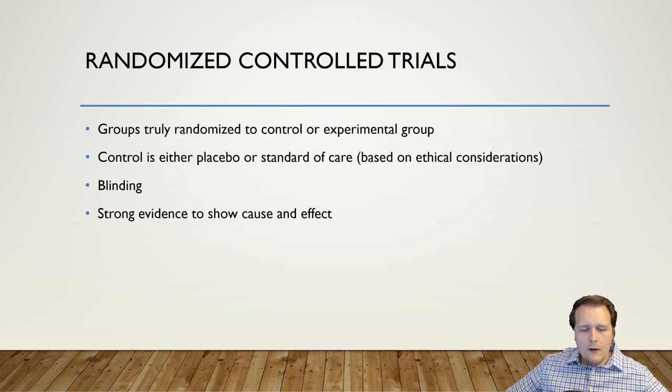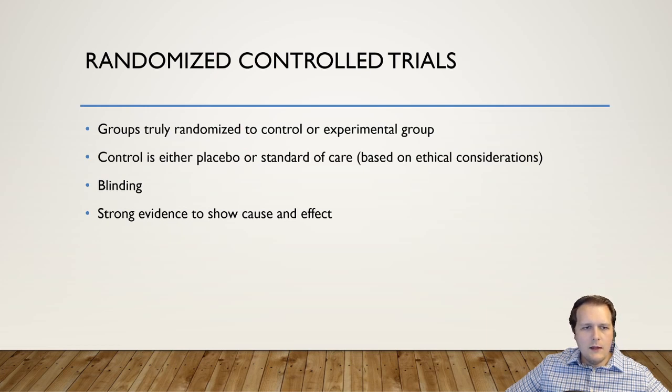And then we get to the randomized controlled trials, the RCTs. These are sort of the gold standard in terms of getting causative information out of a study, to try to find cause and effect sort of relationships. This is the way to do it, right?